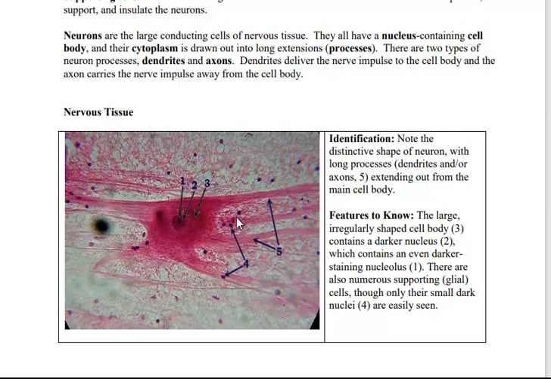All of these other things are going to be your axons and your dendrites. So you have these processes extending away. Now, axons carry the message away from the cell body, and dendrites bring the message into the cell body.